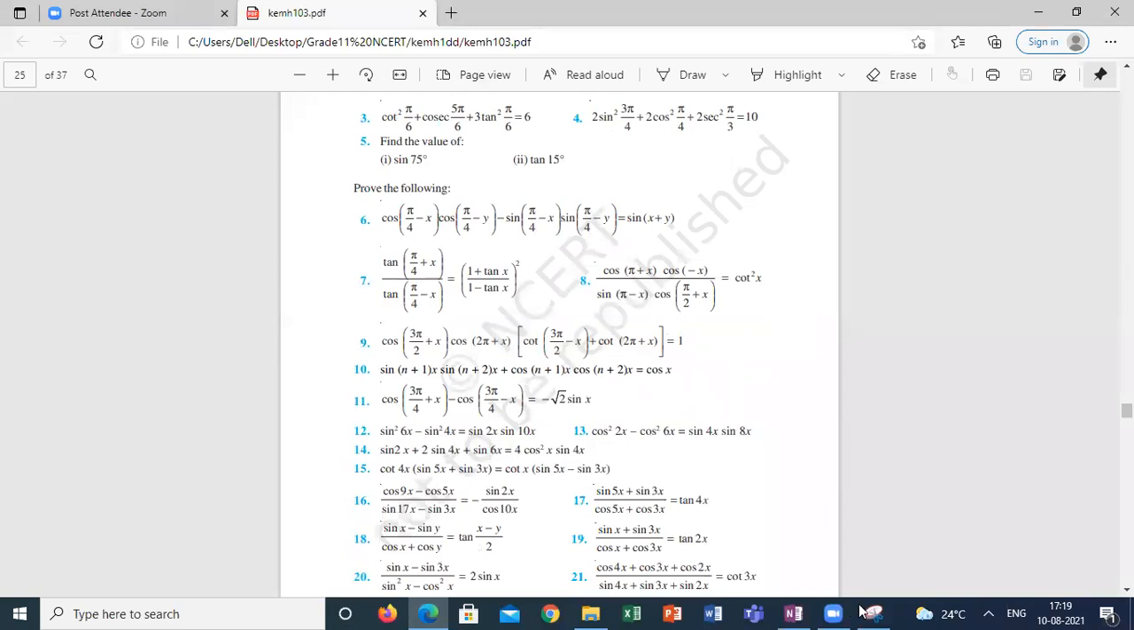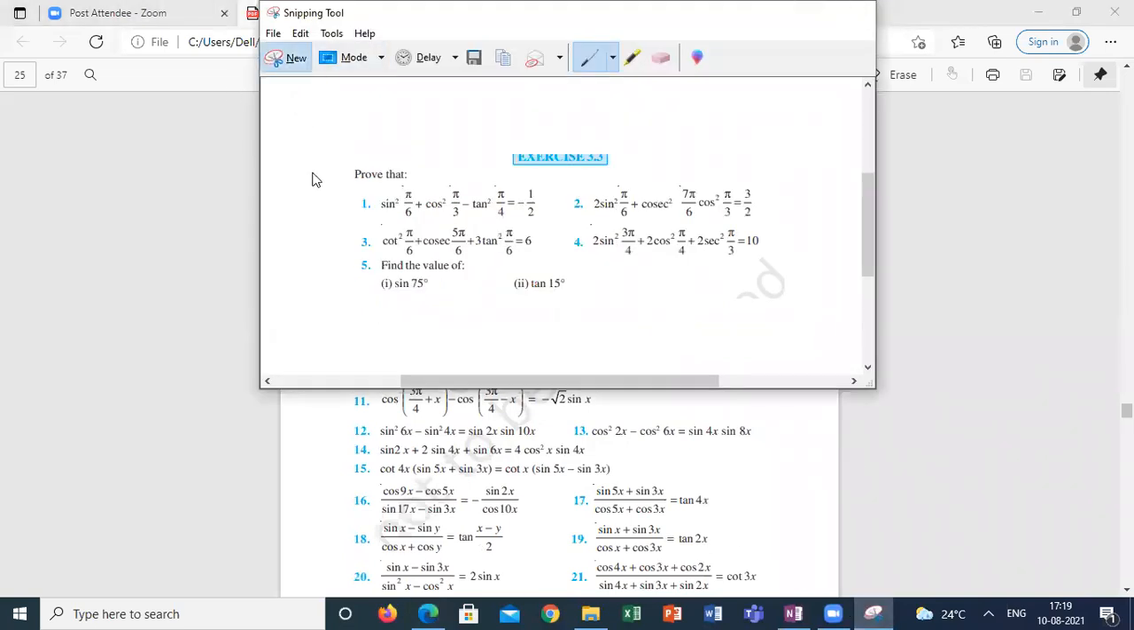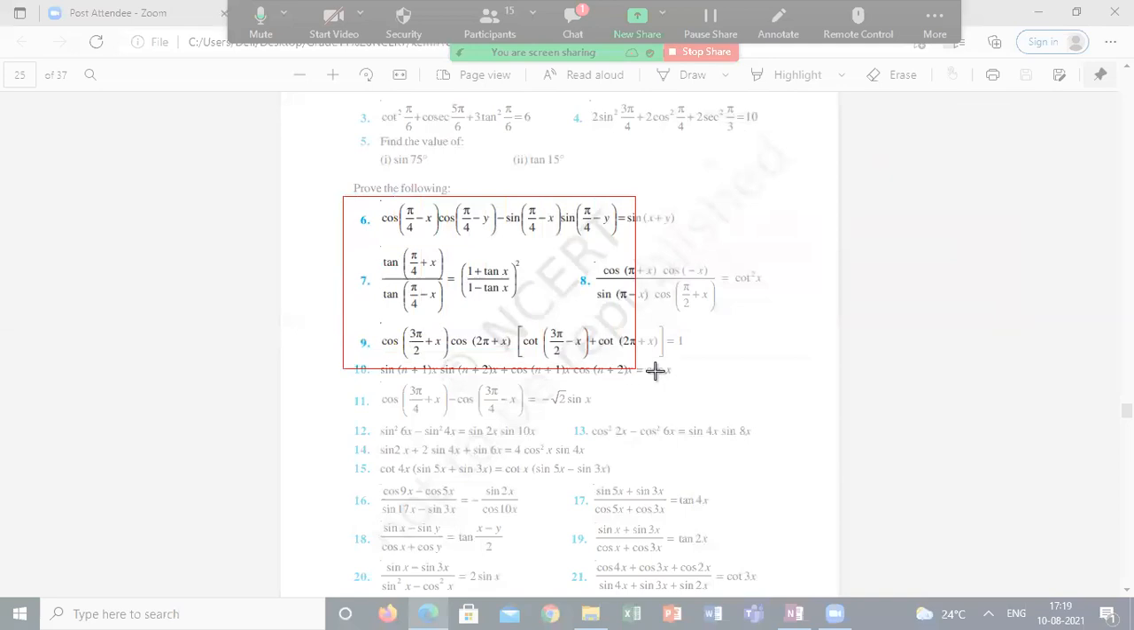Now, who is going to explain this question? The 6th question. Almost all of these are proofs. Prove that, prove something. These are the kinds of questions.